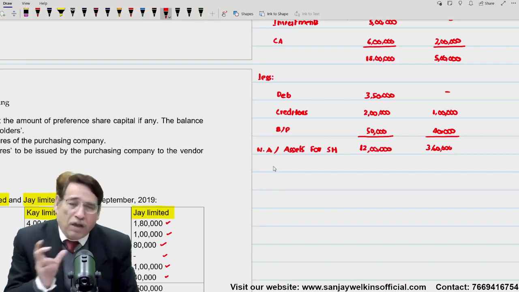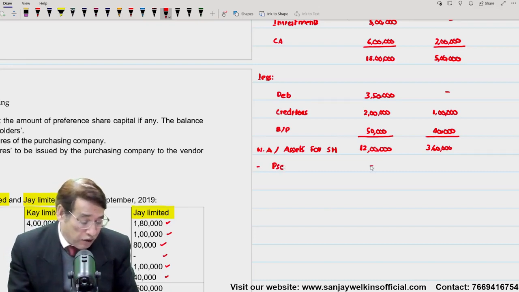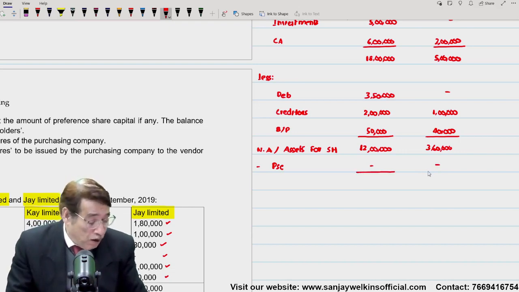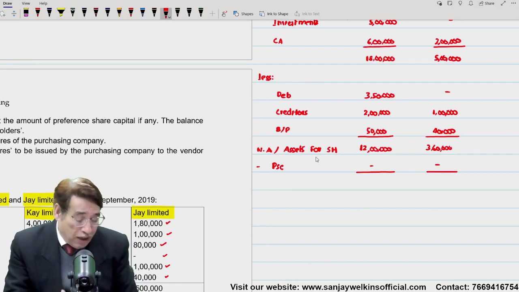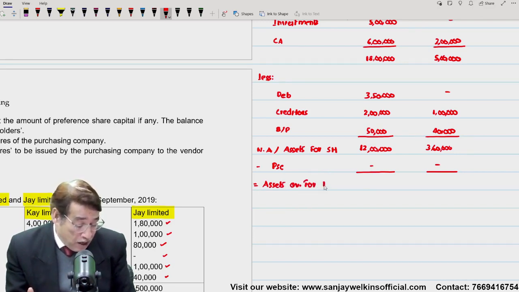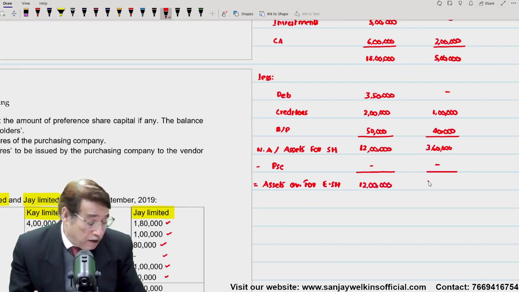In this question, if there would have been any preference share capital, I would have subtracted the same also. Preference share capital, however, in this particular question is not given. If it would have been given, I would have subtracted it. By subtracting preference share capital from the assets available for shareholders, now, obviously, I am left up with assets available for equity shares. I am left up with assets available for equity shareholders. So assets available for equity shareholder is equal to 12 lakh and equal to 3,60,000 as far as these entities are concerned.